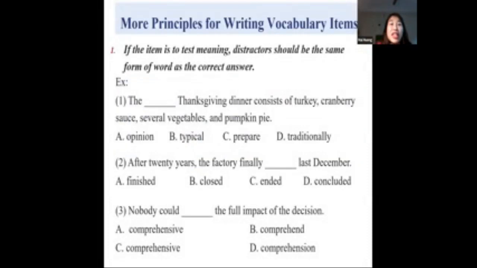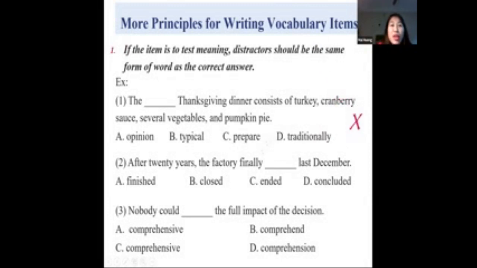So the first one is, if the item is to test meaning, the distractors should be the same form of word as the correct answer. Can you look at these three examples and choose which two are the better test items? For the first one, we see four options. A is a noun, B is an adjective, C is a verb, and D, traditionally, is an adverb. So this does not satisfy the principle, so it is not acceptable.